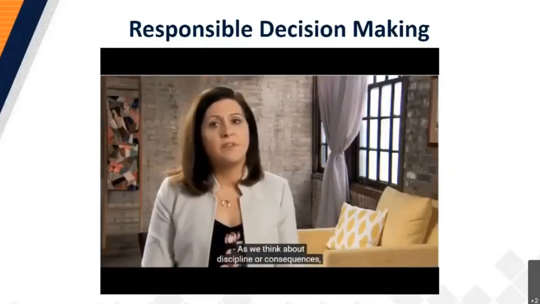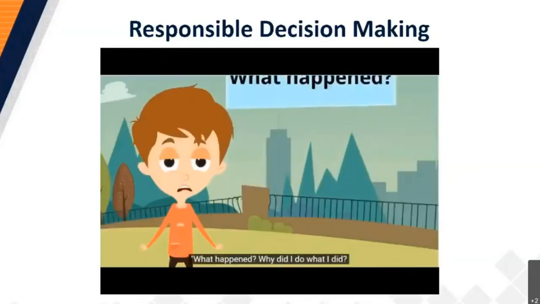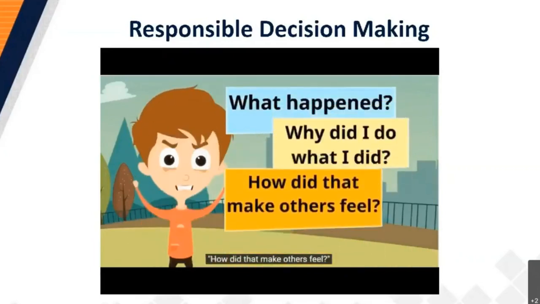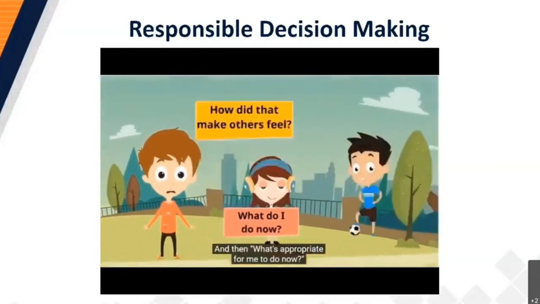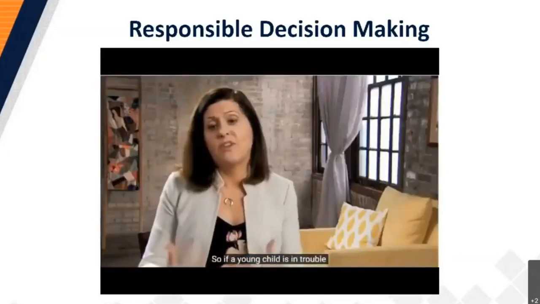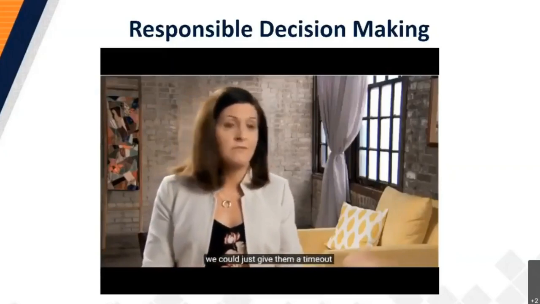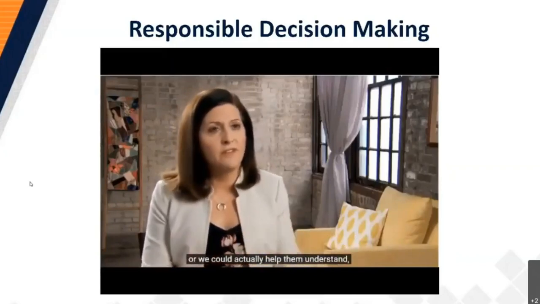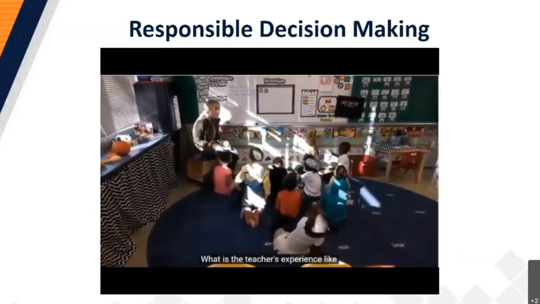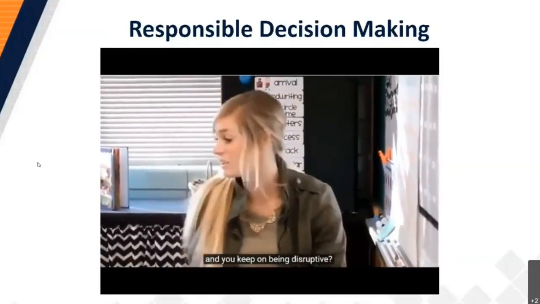As we think about discipline or consequences, really having our young people think through what happened, why did I do what I did, how did that make others feel, and then what's appropriate for me to do now, both in terms of having a consequence, but also to repair the damage. So if a young child is in trouble for being disruptive in the classroom, we could just give them a timeout, or we could actually help them understand, why is that actually a problem? What is the teacher's experience like when she's trying to teach a lesson and you keep on being disruptive?